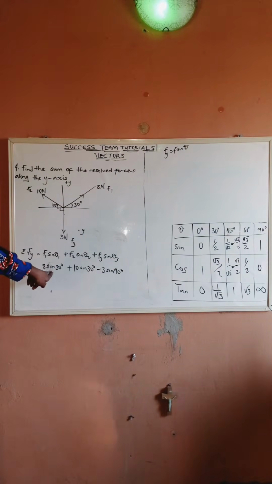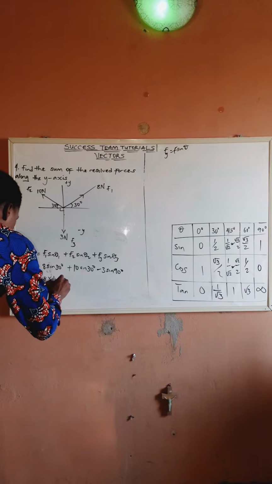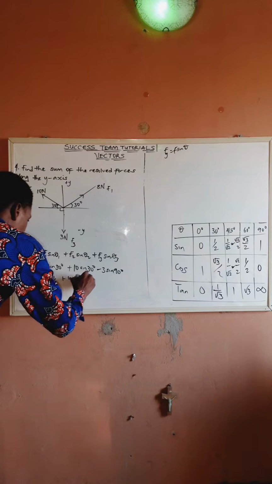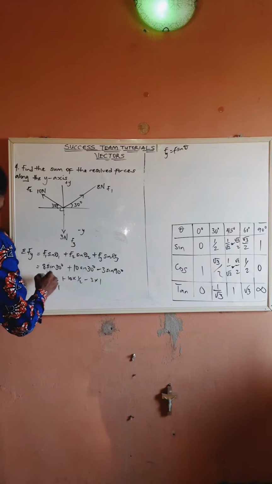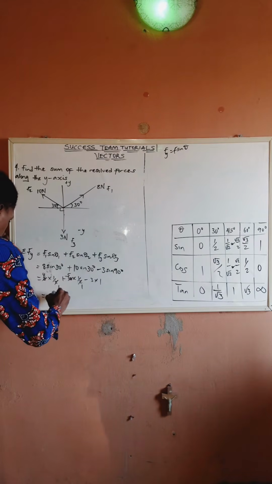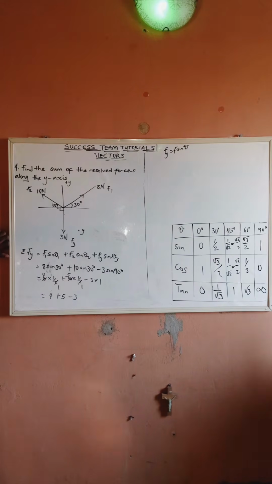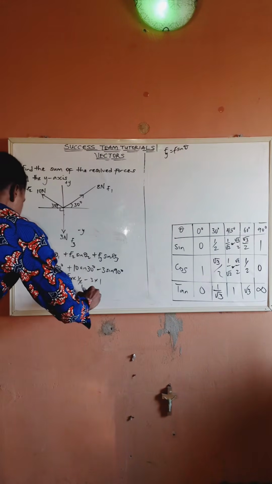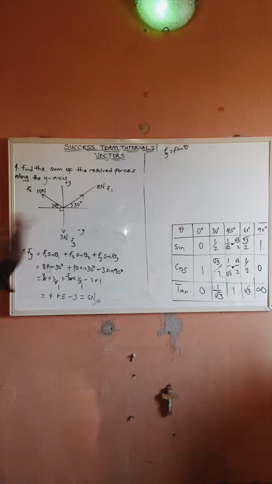Now sin 30 is 1 over 2. So that's equal to 8 times 1 over 2 plus 10 times 1 over 2 minus 3 times sin 90, which is 1. So 2 into 8 is 4, 2 into 10 is 5. I'm going to have 4 plus 5 minus 3. 4 plus 5 is 9, and 9 minus 3 is 6 Newton. You can see how simple all these questions are. Vector is the most simple question in physics, as far as I'm concerned.